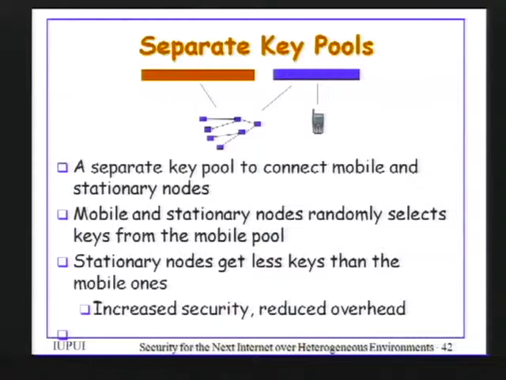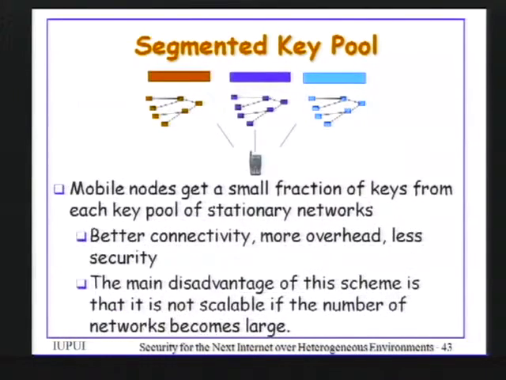So basically, when they capture keys from sensor networks, because sensor networks are much more vulnerable, the communication of mobile nodes won't be compromised, and the communication of other sensor networks won't be compromised. So actually, this increases security, and compared to the other technique, which I will talk about in a minute, it has less overhead.